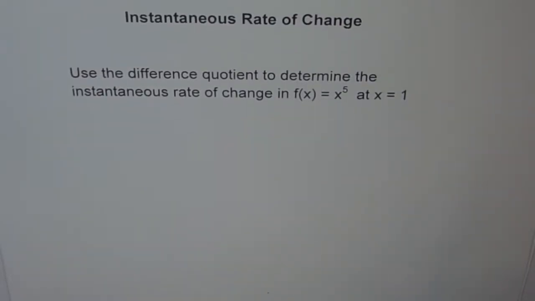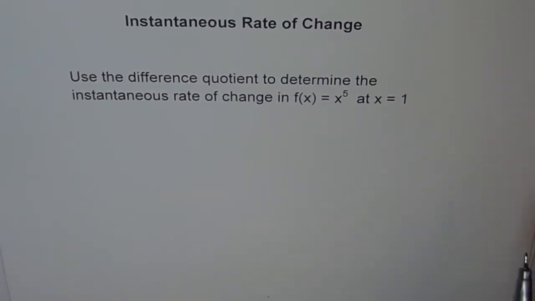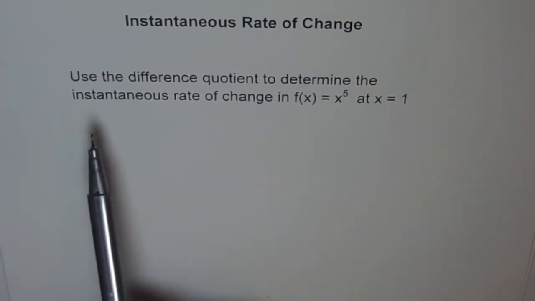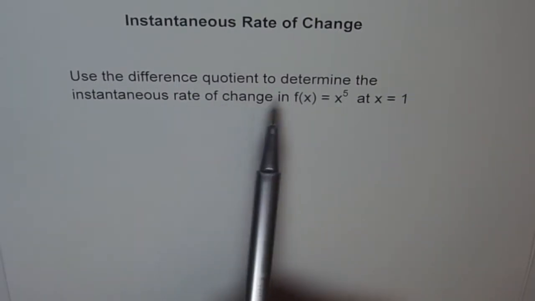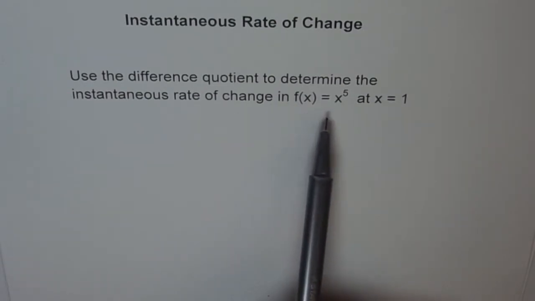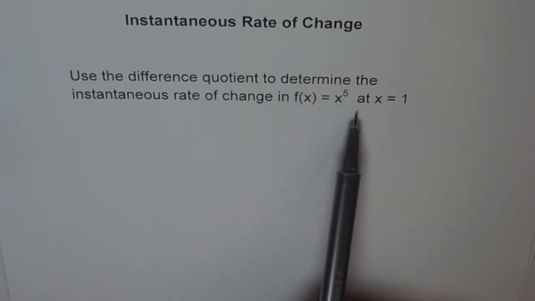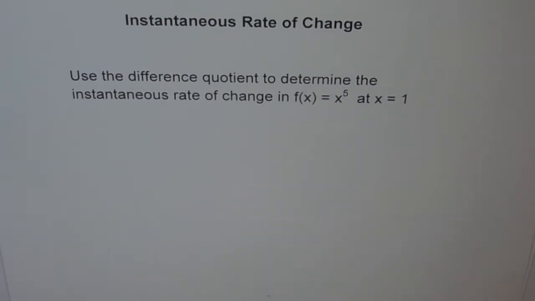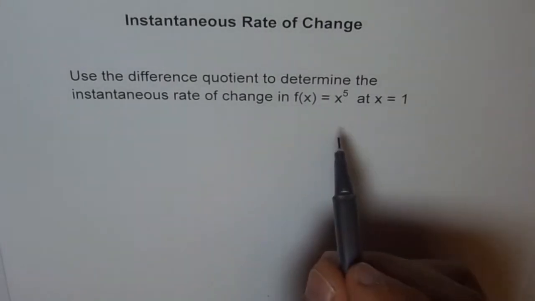It is a very good question on instantaneous rate of change. Let's go through it. Use the difference quotient to determine the instantaneous rate of change in f of x equals x to the power of 5 at x equals 1, right? So the degree here is 5, okay?